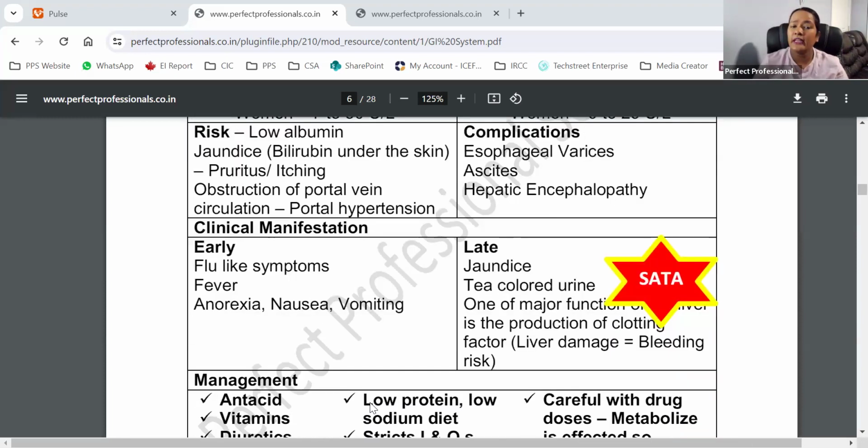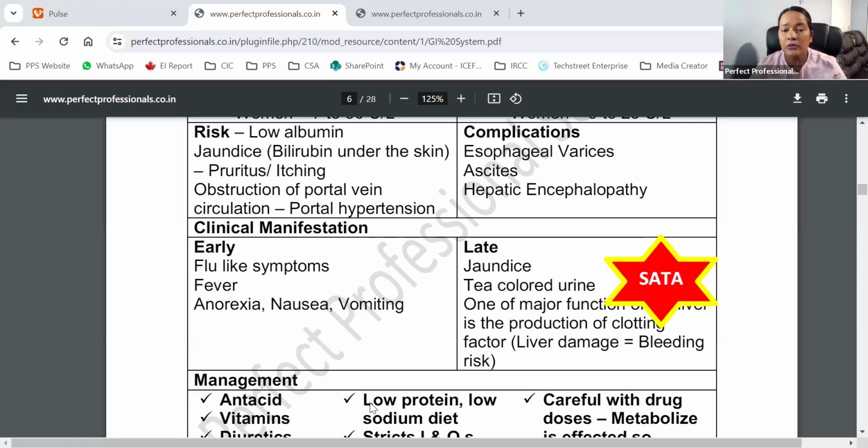Now, what will be the clinical manifestation? What will be the signs and symptoms of the patient? Early will be flu-like symptoms, fever, anorexia, nausea, and vomiting. Late will be jaundice, tea-colored urine. One of the major functions of the liver is to produce clotting factors. Okay. Liver damage will cause bleeding.